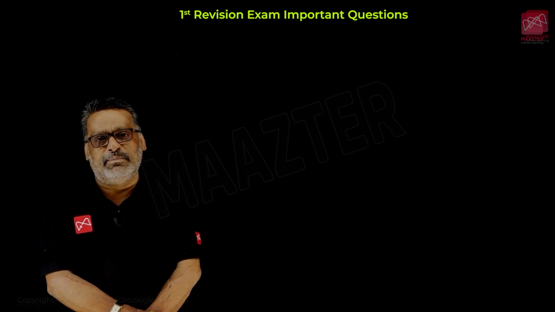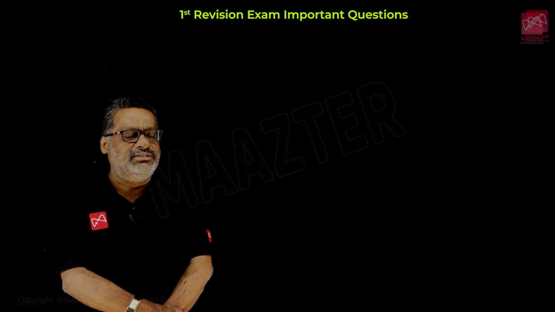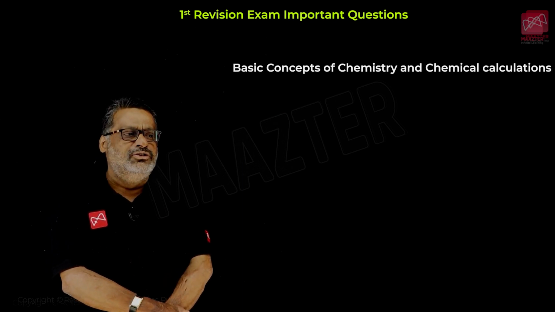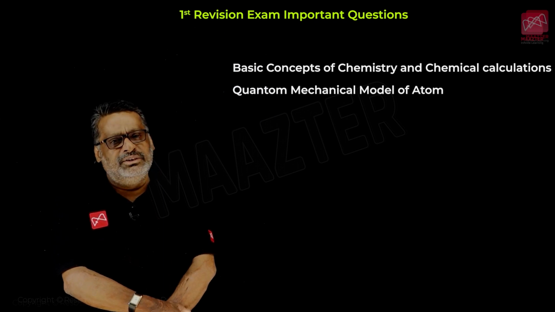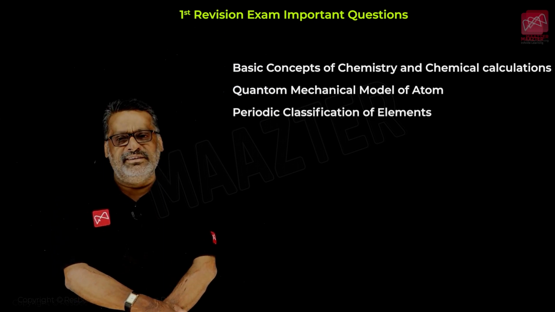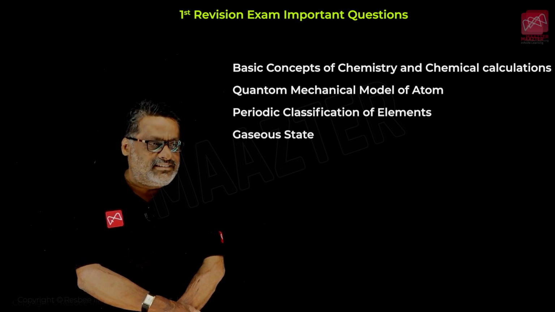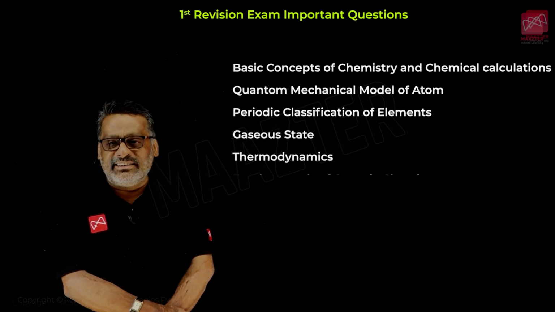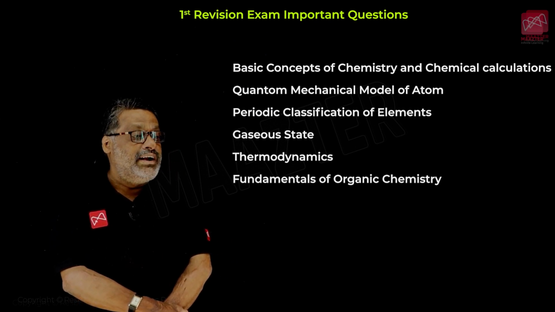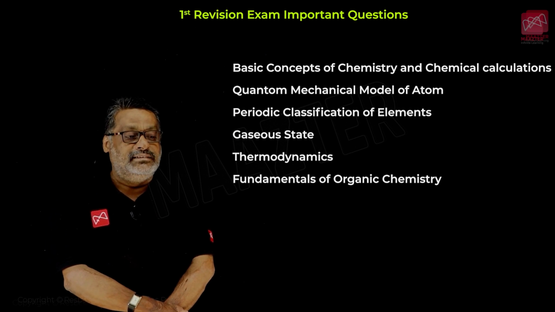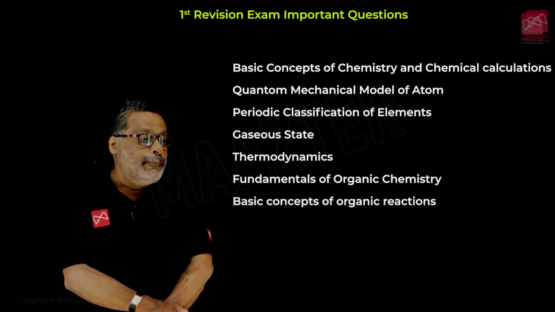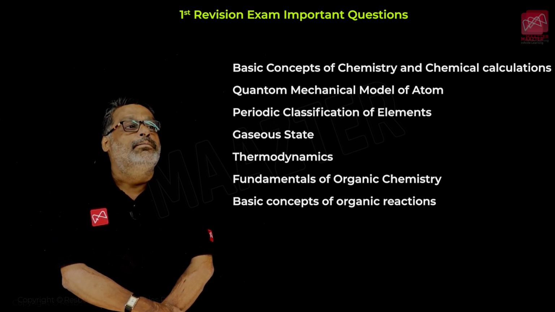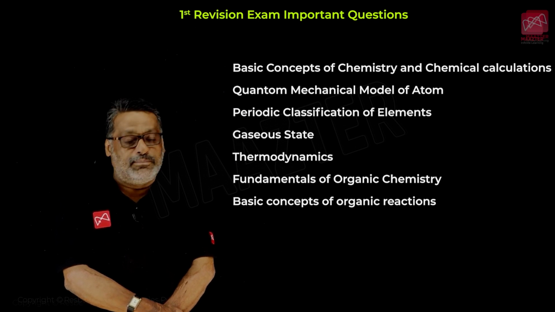The exam portions for this revision examination are: 1. Basic concepts of chemistry and chemical calculation. 2. Quantum mechanical model of atom. 3. Periodic classification of elements. 4th one, our unit 6, gaseous state. 5th one, our unit 7, thermodynamics. 6th one, unit 11, fundamentals of organic chemistry. And 7th one, that is our unit 12, basic concepts of organic reactions. Let us discuss the predictions chapter-wise.